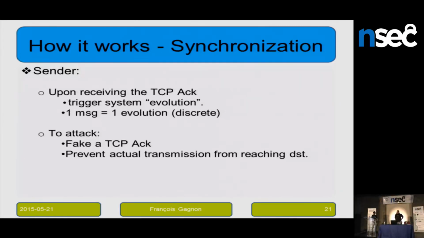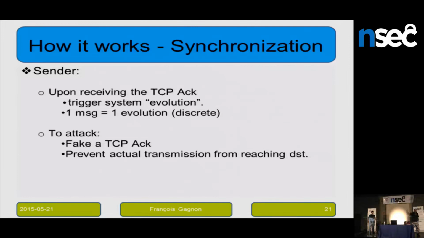Let's start with the sender. Right now, the sender evolves his system as follows: he sends the message over TCP, and as soon as he receives the acknowledgement from TCP, he evolves his system. Well, it's not really secure. We could desynchronize those systems simply by having an attacker doing something like a man in the middle, preventing the message from getting to Bob.